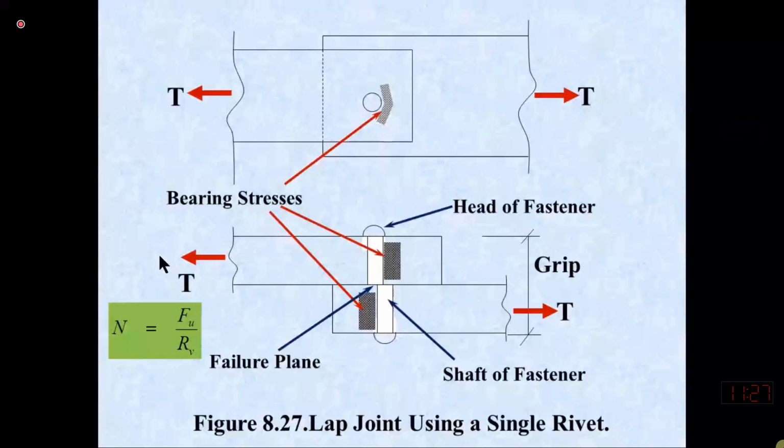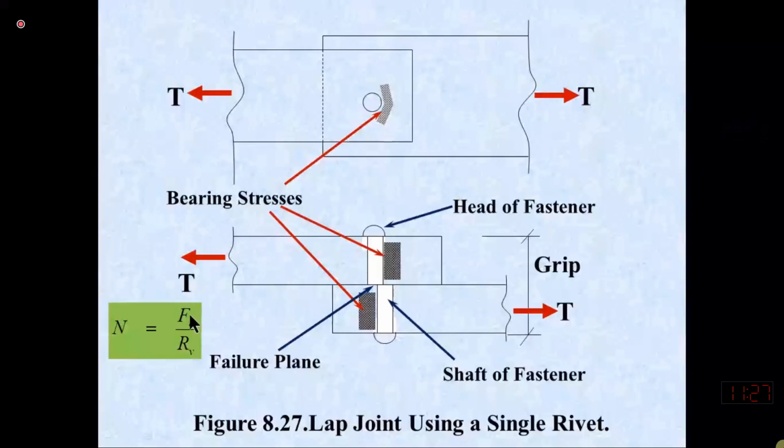So Fu divided by Rv value. It means that we require 5 rivets to transfer the force from one member to the other member. So why am I explaining this? Because how we may compute this rivet value is the point of interest here.